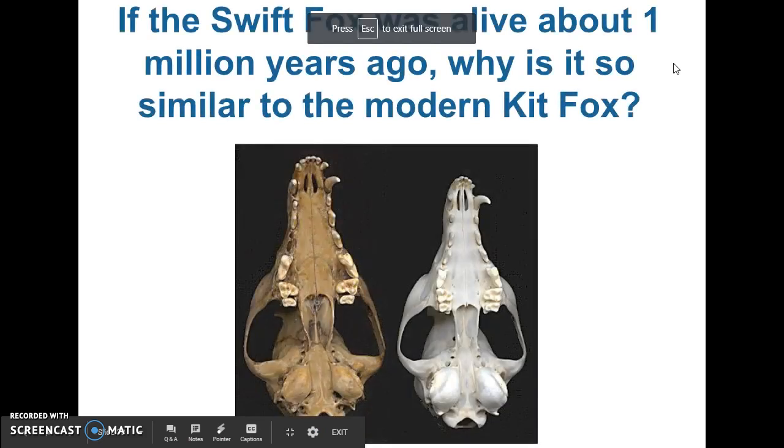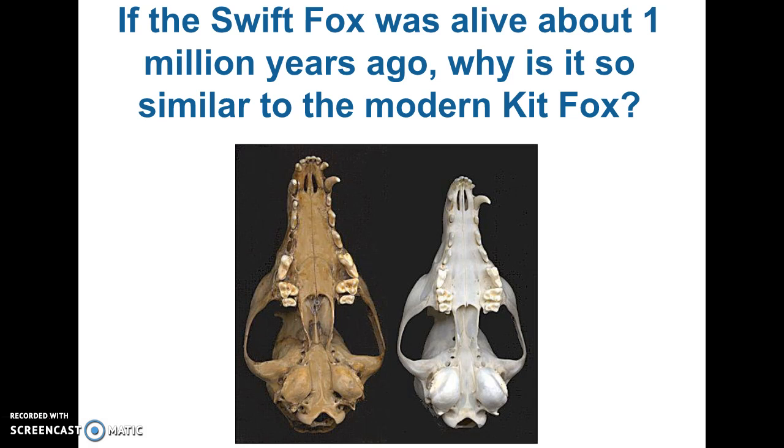Okay, so these are the fossil on the left is from about a million years ago. It's a swift fox, and the one on your right is a modern day fox, modern kit fox. So go ahead and take a minute, see what you notice about each of those, how they're similar or how they might be slightly different, and just kind of make a mental note.